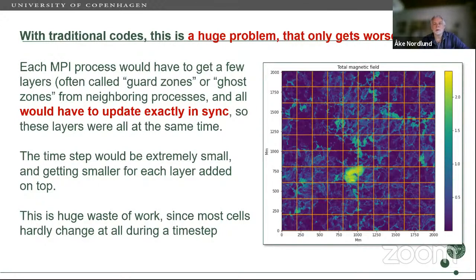The time step would have to respect this highest fast mode speed. And it means that the more layers we add, the smaller the time step would be. It would be a huge waste of work, because most cells hardly change at all with such a small time step.